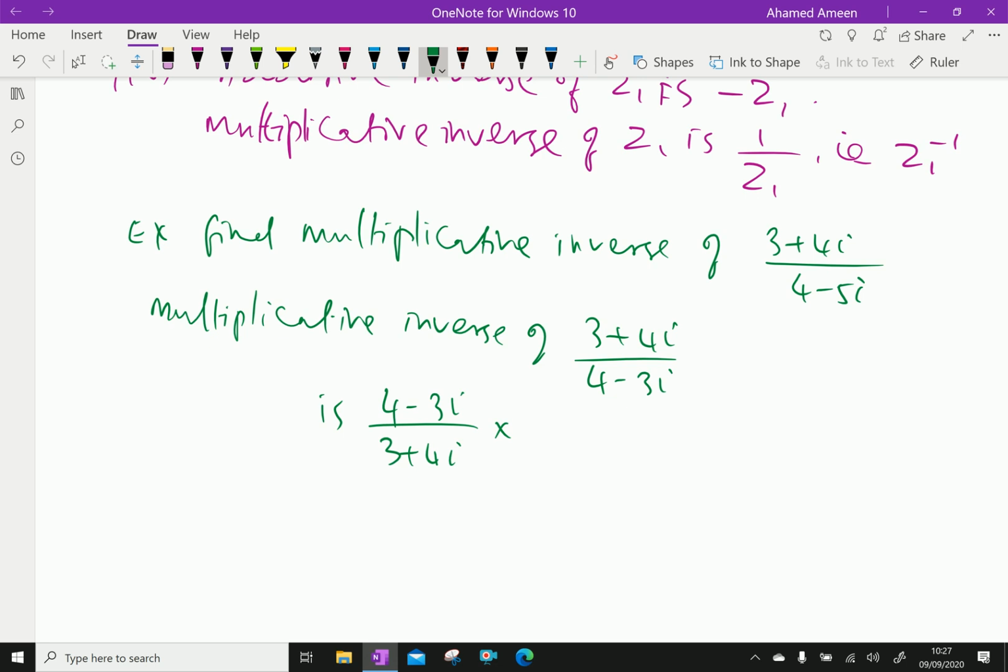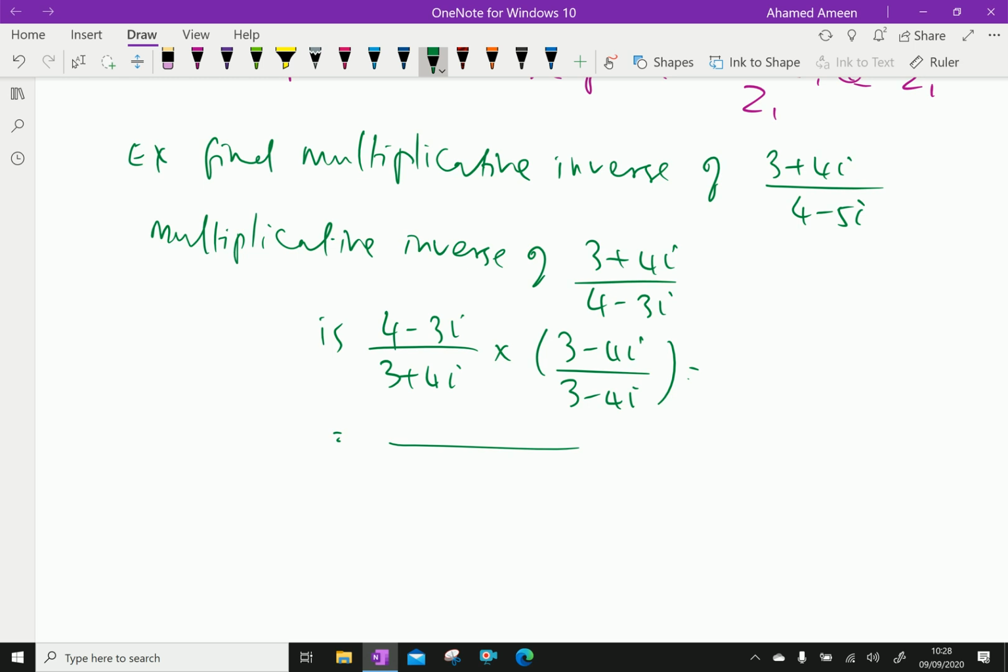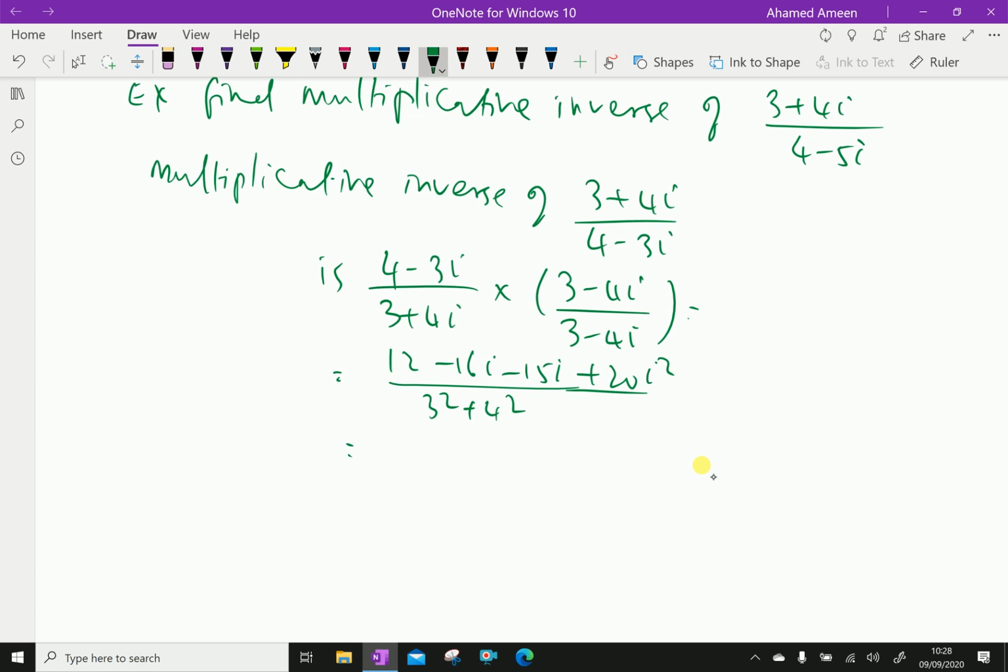Then we have to rationalize the denominator, multiplying by 3 minus 4i over 3 minus 4i, which finally gives 3 square plus 4 square in the denominator, and on top 3 into 4 is 12 minus 16i minus 9i plus 12i square. Simplifying gives, because i square is minus 1, minus 12 plus 12 is 0, that is 0 minus 25i over 25, which is the multiplicative inverse of the given complex number.